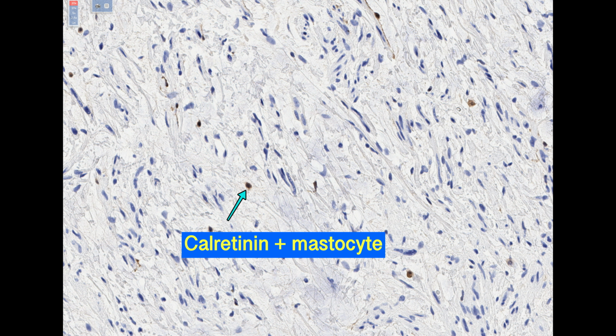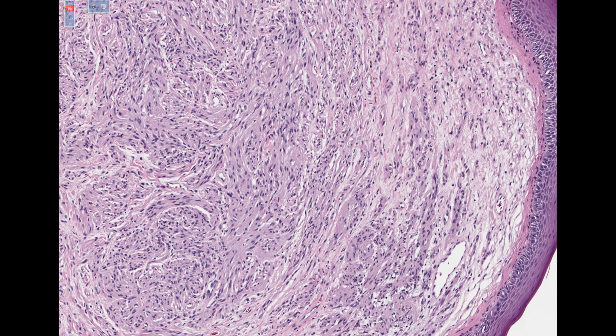There are some mast cells in the background, and I know that there are mast cells because they are calretinin positive. Something that is characteristic of Antoni B areas is tortuous, dilated, hyalinized vessels. I don't see this kind of vessels here. Again, this is an Antoni A area with interlacing fascicles of bland cells, no mitosis, and that argues against the possibility of cellular schwannoma.